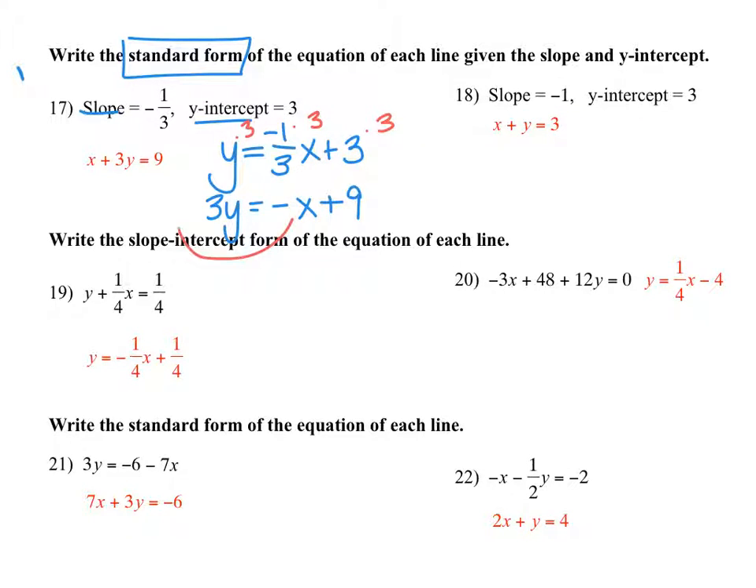And then I need to get my x and y on the same side, which is how they get +1x plus 3y equals 9. Very similar idea on 18.